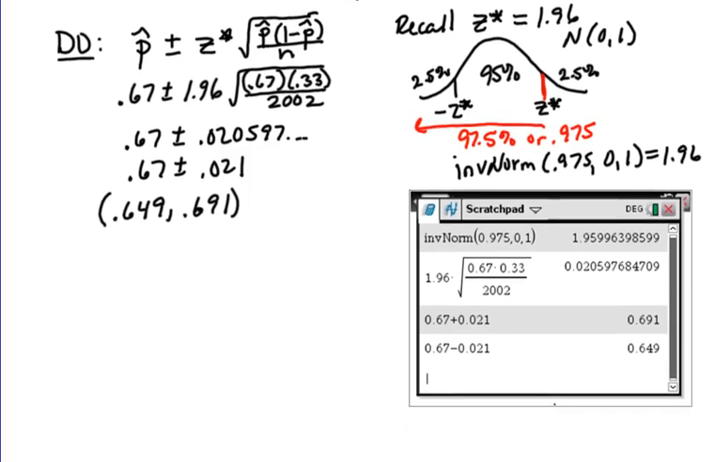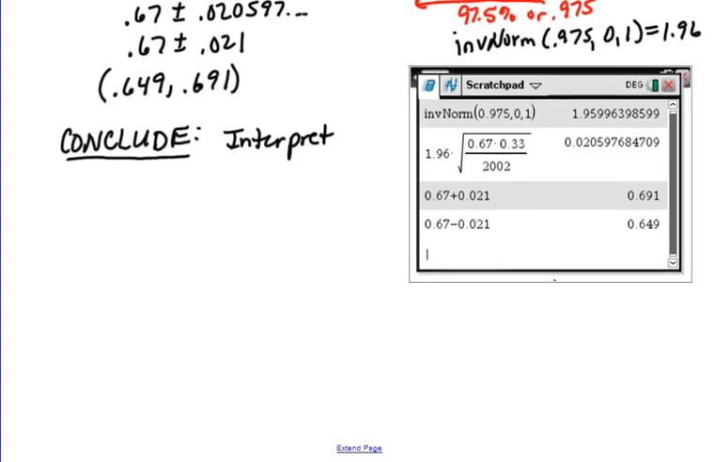Now, the last step then is to conclude. Now, if there was a question to answer, like, does this interval provide evidence that such and such, I would answer the question. Right now, there isn't any particular question to answer, but we are supposed to interpret the interval. So this is where we'll put our interpretation of the interval. So we're supposed to interpret in context this confidence interval that we just made.